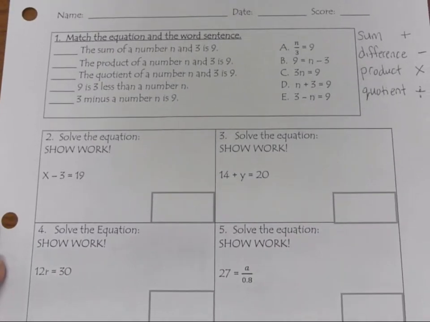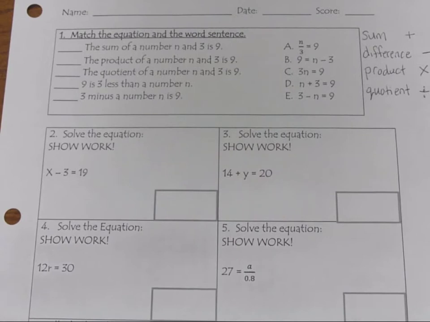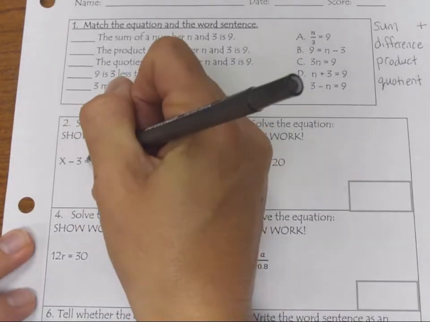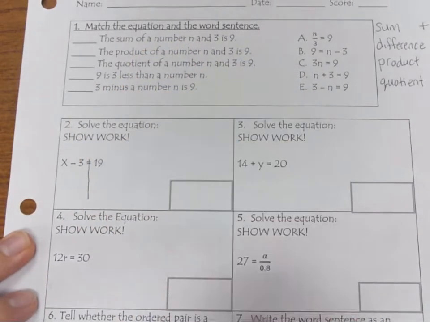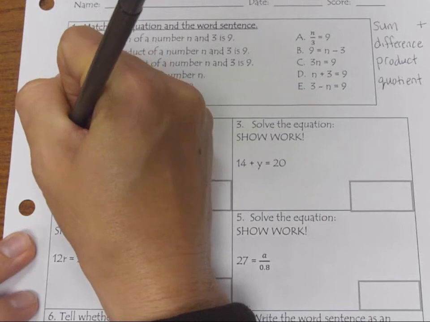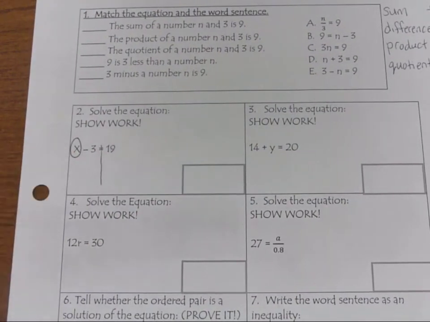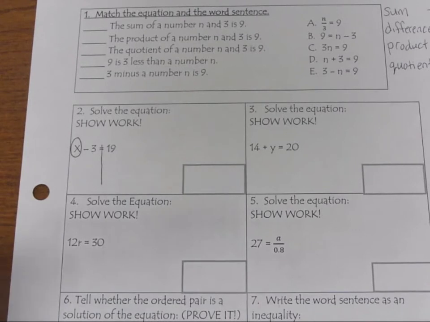Okay, a reminder on solving equations for 2, 3, 4, and 5. Every single time on each one of these, the only hint I'm going to give you is you always make the railroad track. I'll show you on the first one. You always circle the variable, and whichever side you circle the variable on, you perform the opposite operation to solve.